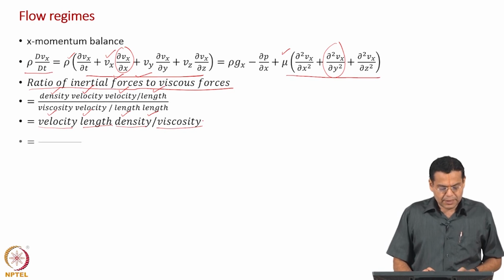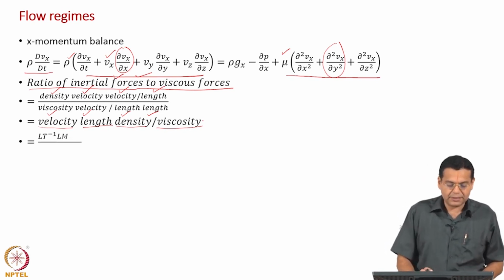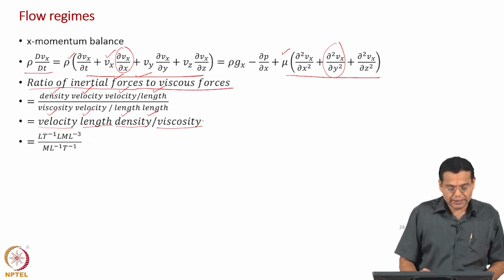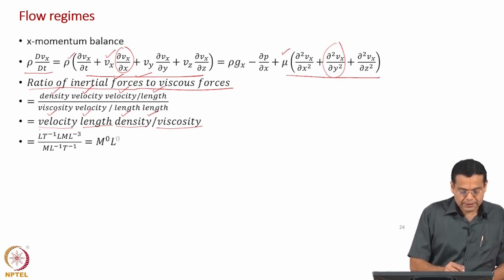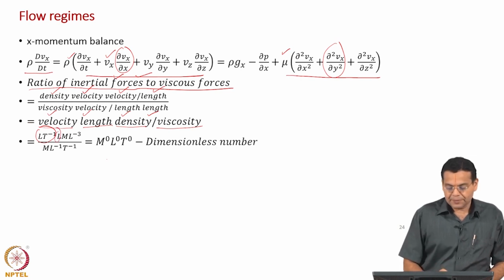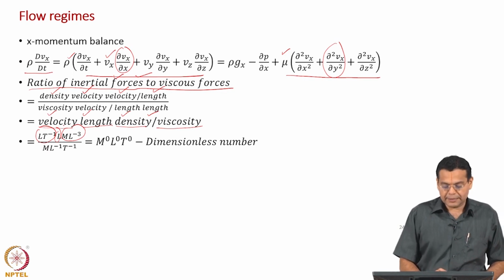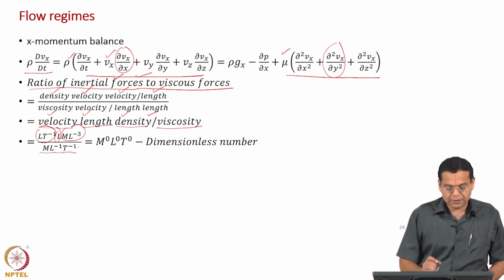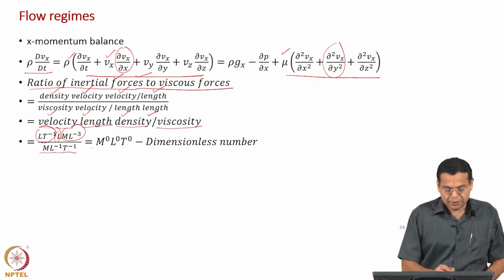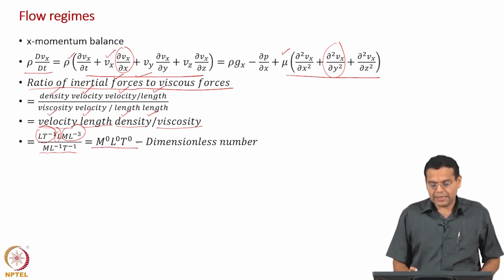Now, let us look at the dimensions of these physical quantities. Velocity is length per time, and of course, length is L, density is M L power minus 3, and viscosity in terms of dimensions is M L minus 1 T minus 1. If you simplify, of course, you get a dimensionless number.